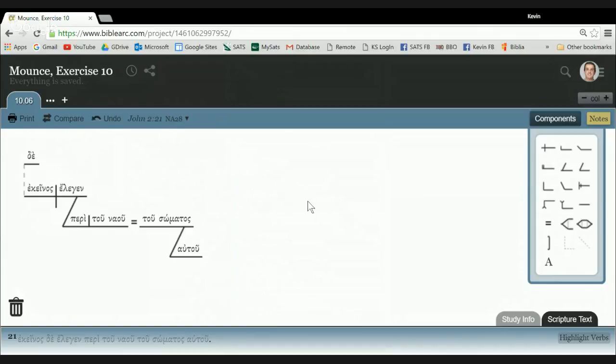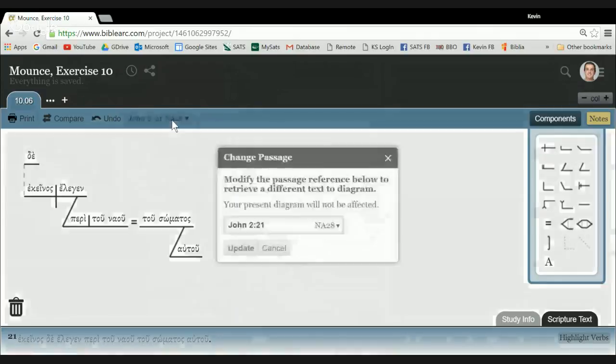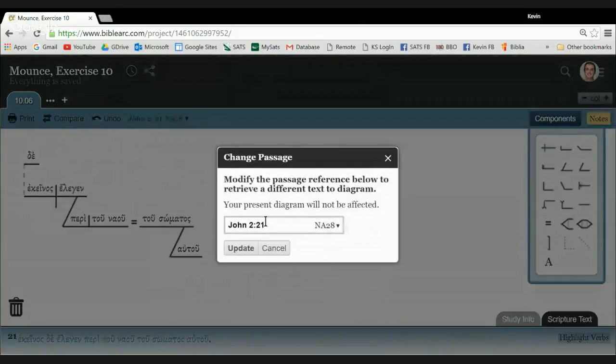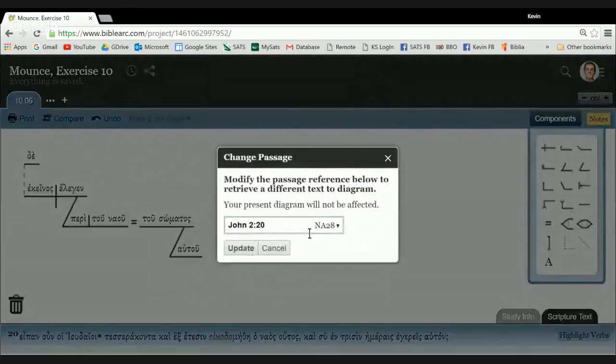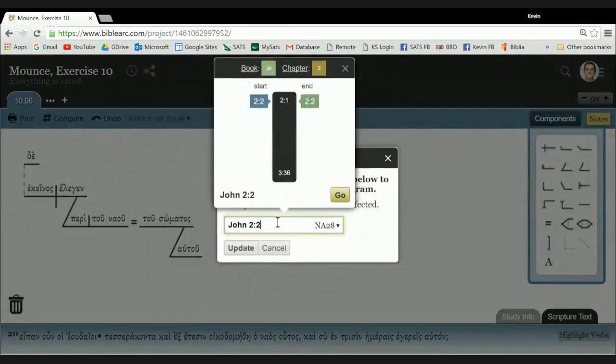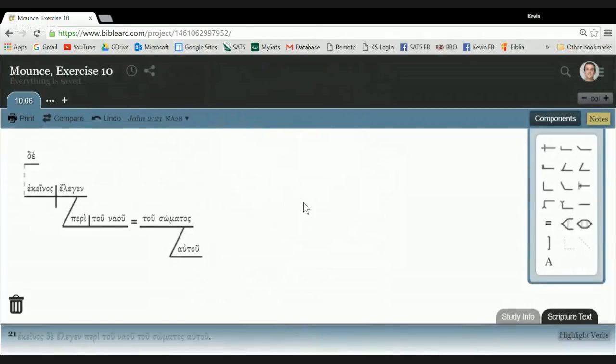All right, here we've got, must be John 2:20. I think it's John 2:20, not 21. See if that makes more sense. What verse is this? It looked like that one. Is it 21? That was 21. Okay, sorry.